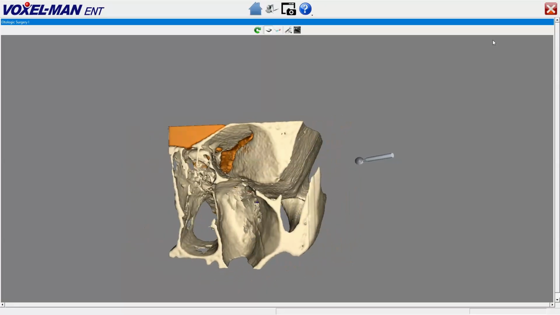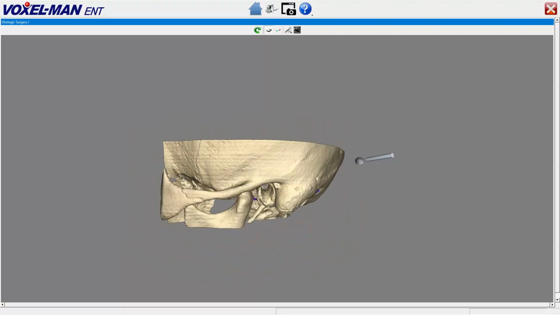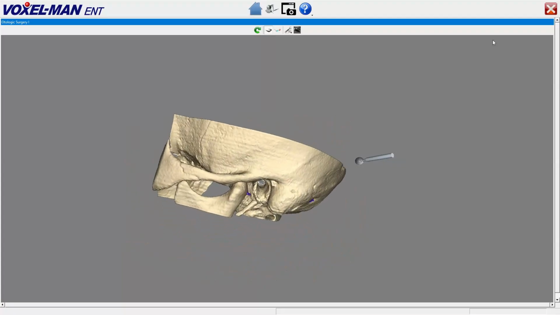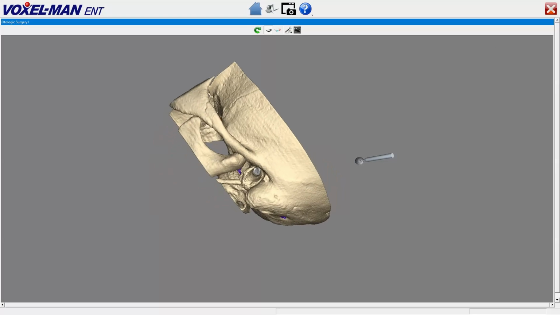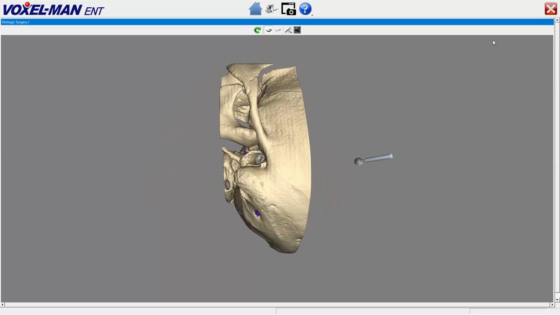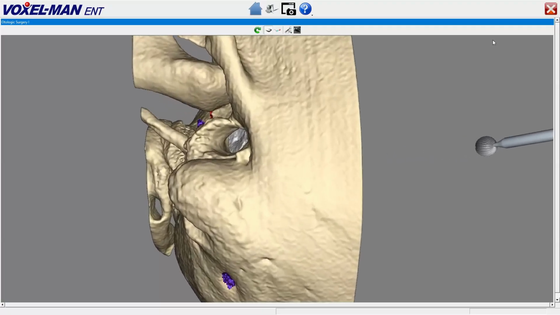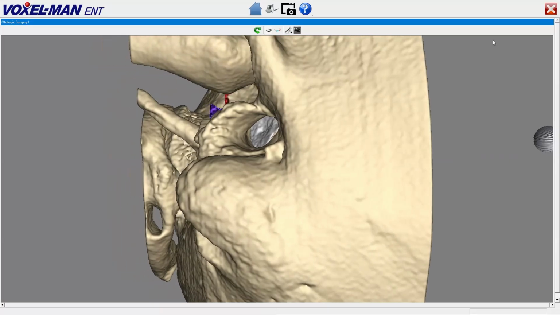It's also necessary to access the round window niche during cochlear implant surgery. Other indications are as part of a lateral temporal bone resection to free up this part of the specimen, and during facial nerve decompression surgery to locate the vertical portion of the nerve.